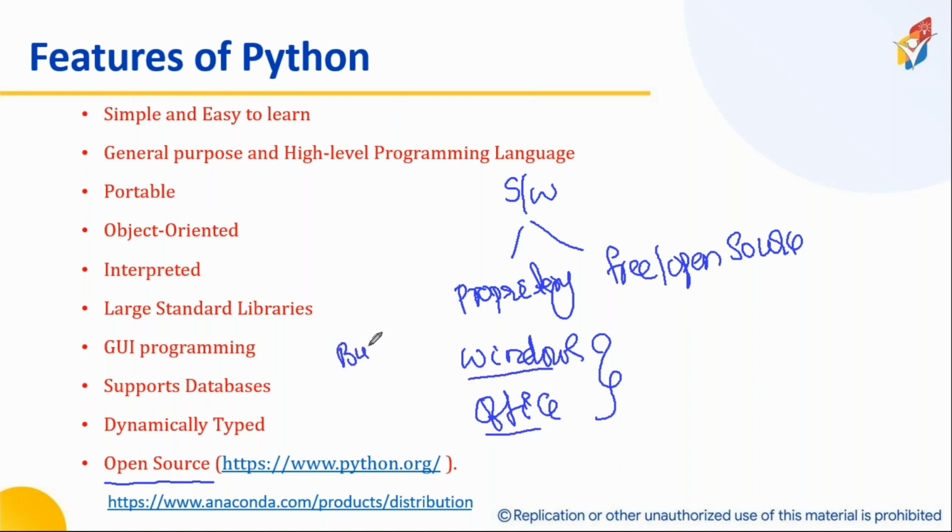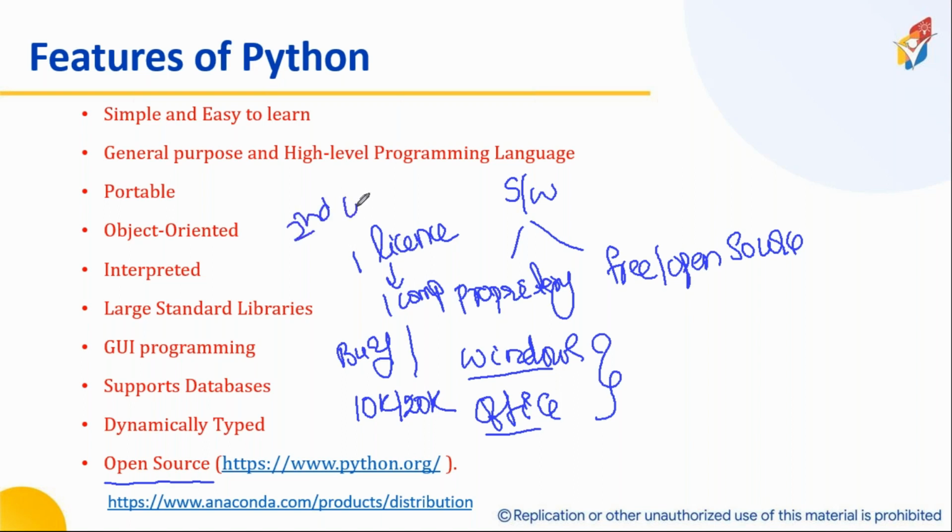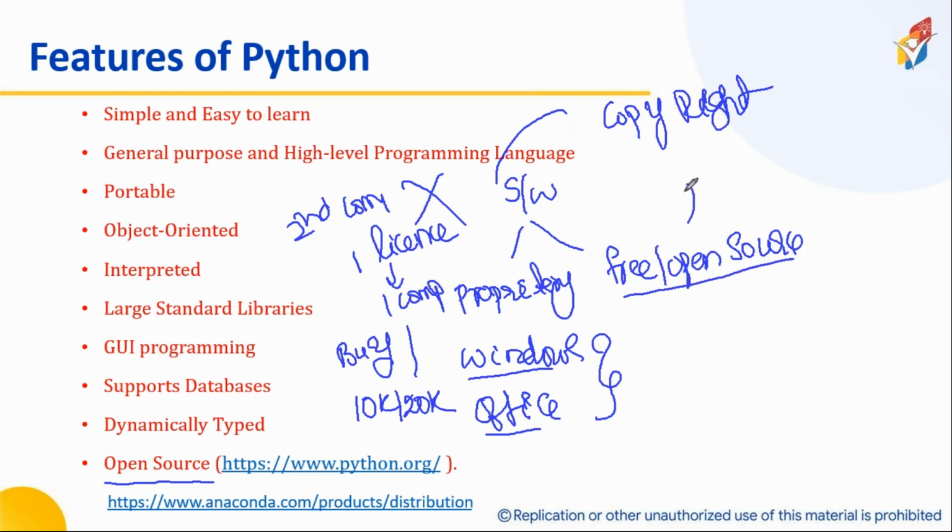Because if I want to use Windows or Office, I need to buy the software by paying maybe 10,000 or maybe 20,000. Whenever I pay 10,000 or 20,000, he will give only one license to me. That means this license can be used for only one computer. Can I use this software on a second computer? It is not possible, because it has copyright protection. Clear?